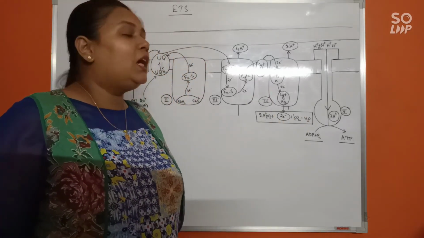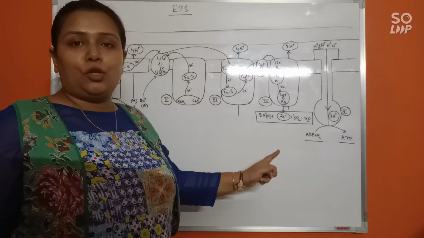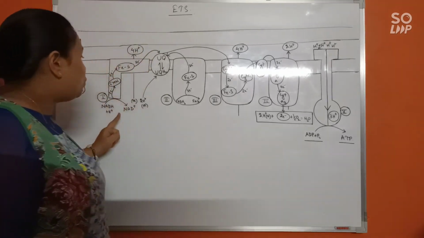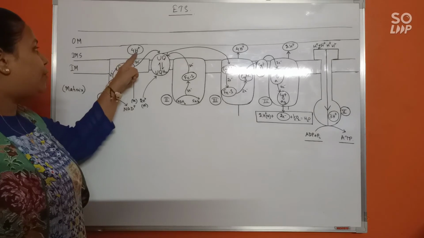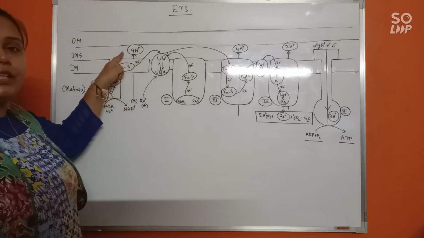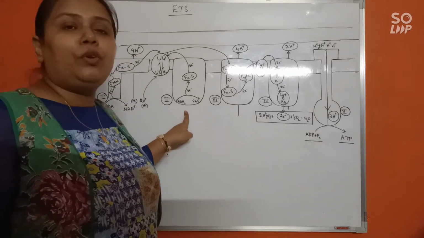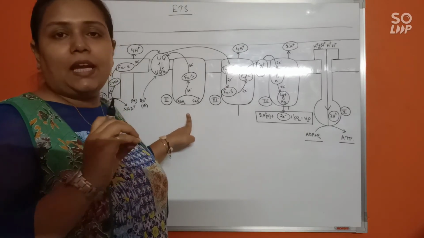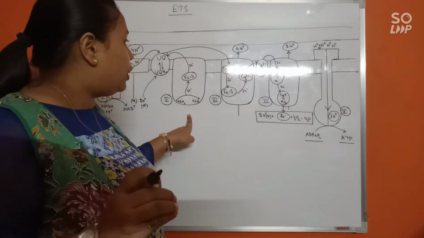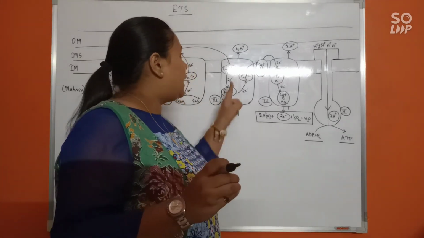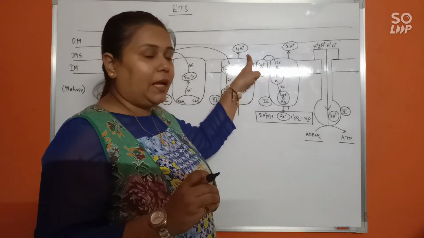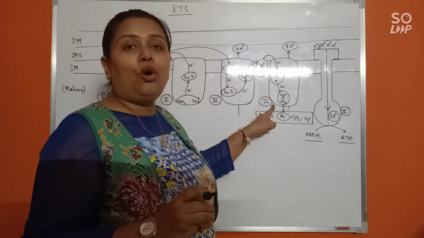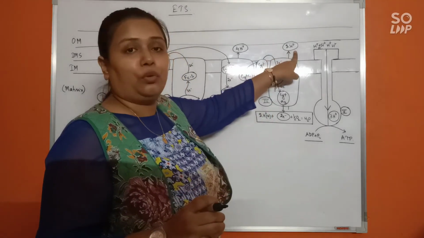Okay. So while this electron transport chain was happening, complex 1 will be channelizing 4 protons from the matrix to the intermembrane space. Complex 2 will not be channelizing any proton, that being an exception, I have already told you. Complex 3 will channelize 4 protons as usual like complex 1, and complex 4 will also be channelizing 2 protons.